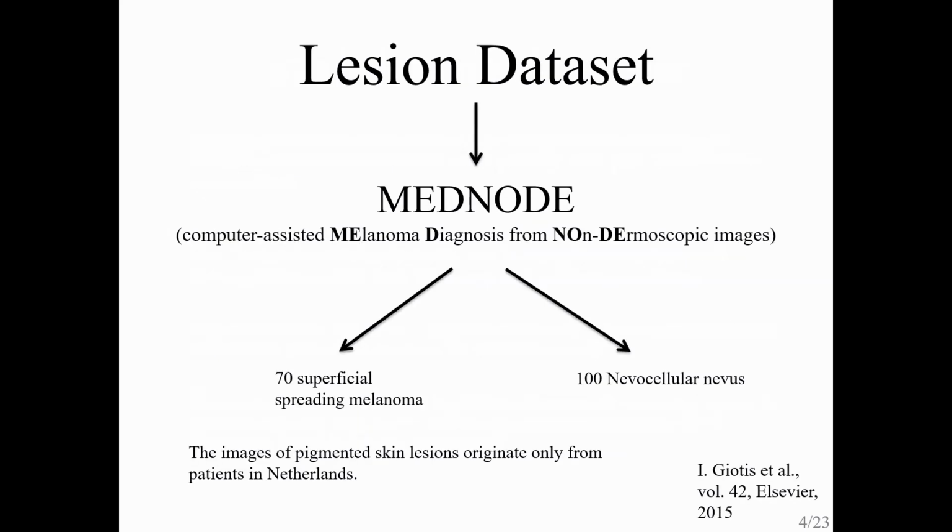So we have a Lesion Dataset that is open access, publicly available, and histopathologically verified. It includes non-dermoscopic images: 70 superficial spreading melanomas and 100 nevocellular nevi. All images originate only from patients in the Netherlands, according to this paper.